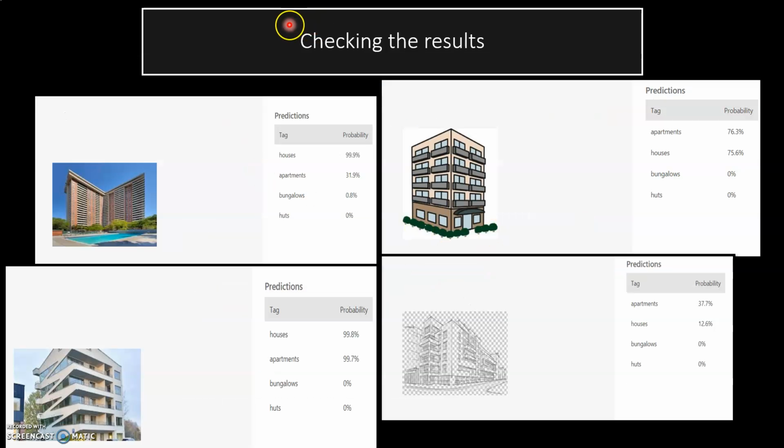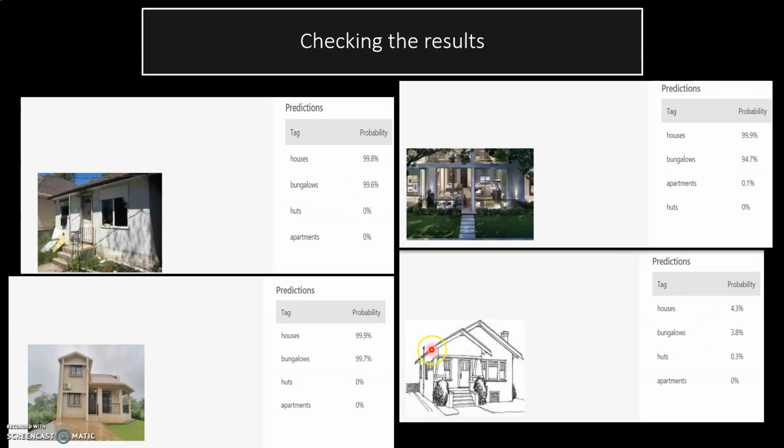Okay, so after training the model, you have to test the model. As you can see, I've selected some images which are not among the training data. When I've selected this, it gives me 31.9% as apartment, and houses is 99.9%. And this is a bit different, but it's also an apartment, and it's giving 99.7, and similarly for other things. These are the drawings which I've selected.